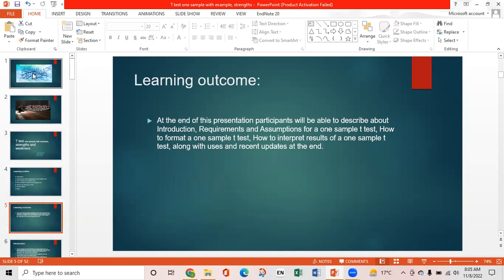Learning outcomes are, at the end of this presentation, participants will be able to describe the introduction, requirements, and assumptions for a one sample t-test, how to format a one sample t-test, how to interpret results of one sample t-test, along with uses and recent updates at the end.